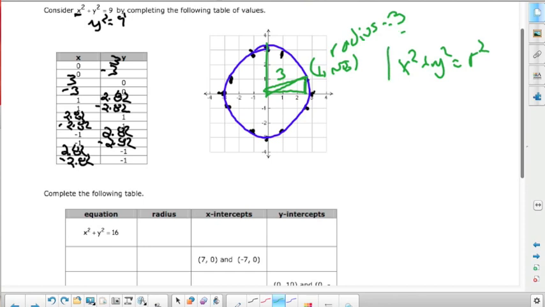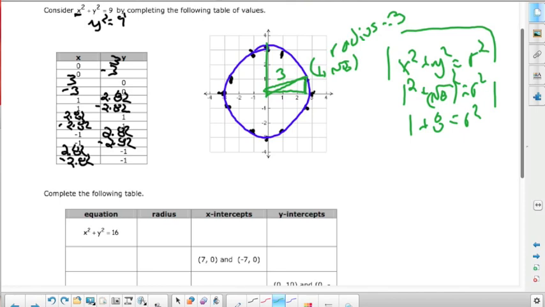But we have this equation here, right? Well, here x squared is 1, and y is square root of 8, squared is equal to r squared. So here we got 1 plus 8 is equal to r squared, which just gives us 9. So therefore, r is equal to 3. And we kind of knew that going in.